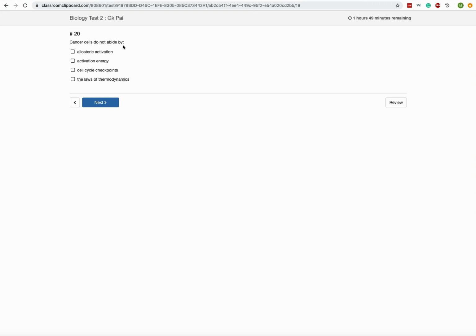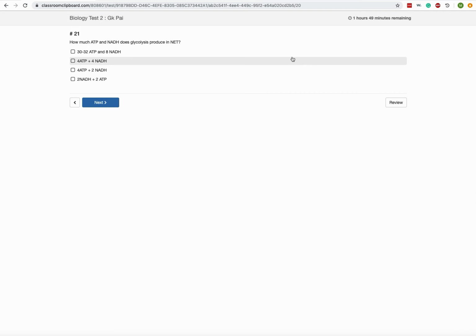Cancer cells do not abide by... well, I can tell you one thing, everything abides by the laws of thermodynamics. It is cell cycle checkpoints. They don't care about checkpoints.